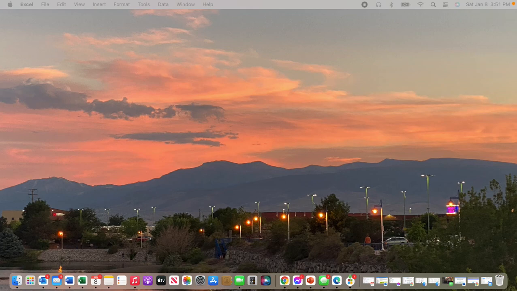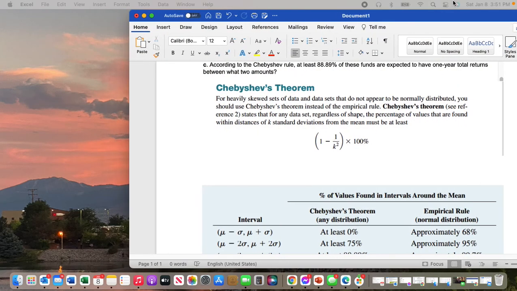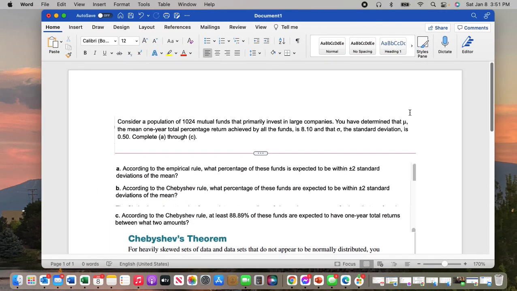Today we are going to work on homework from chapter 3. On this homework, we need to find percentages based on standard deviation. So what I did is I copied the problem to a Word document. So let me open that up. And here is the problem.